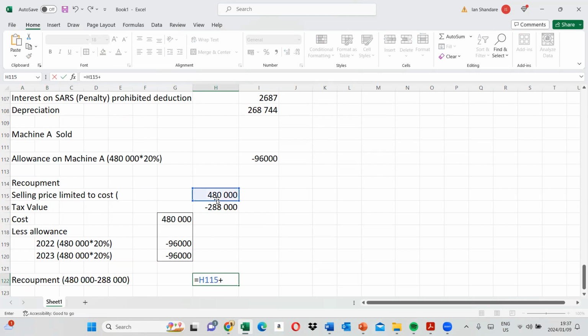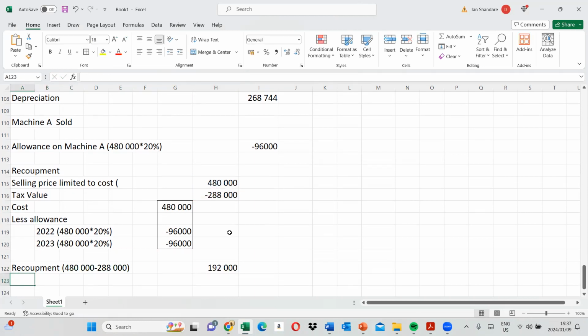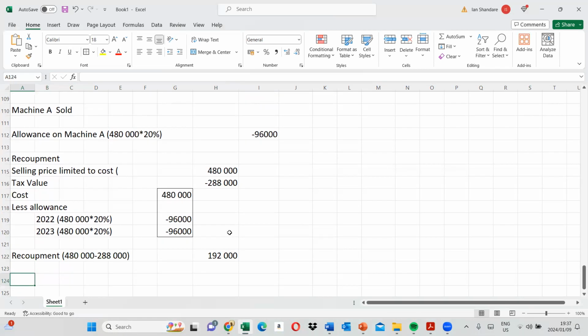But unfortunately, this asset was replaced. It was a replacement asset. To the guys who attend the normal class, you remember we spoke about replacement assets. In this case, the asset was replaced, which means the recoupment is claimed to the extent of the replacement asset. So you're going to calculate the recoupment as 192, and you're going to multiply it now. Let's look at the allowance for the new asset.